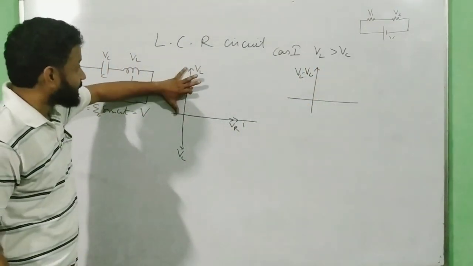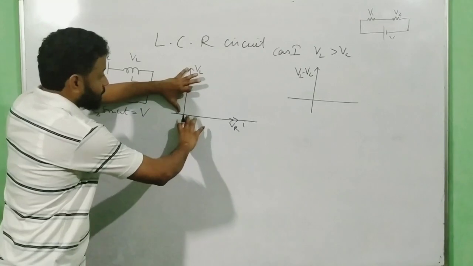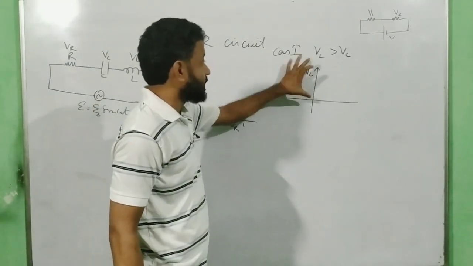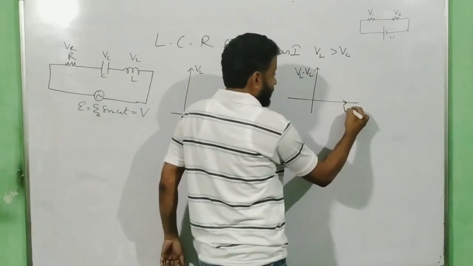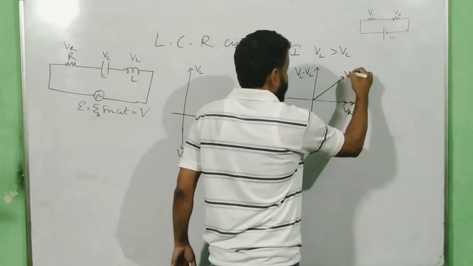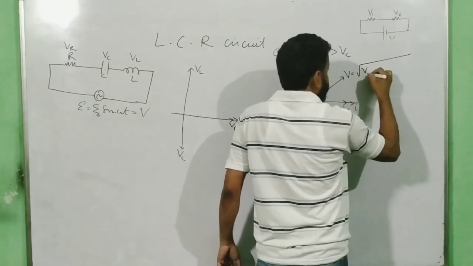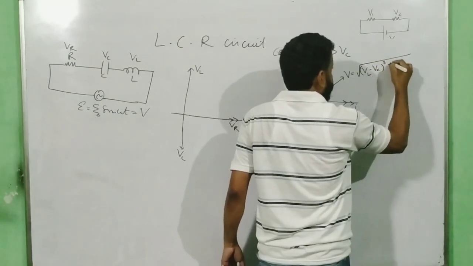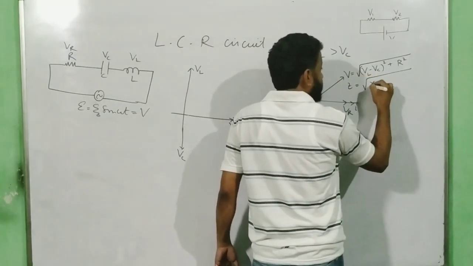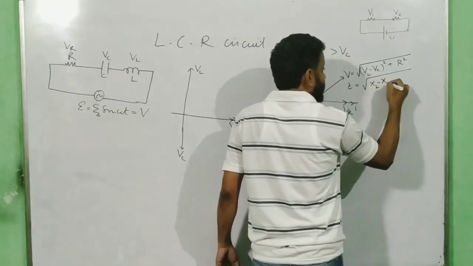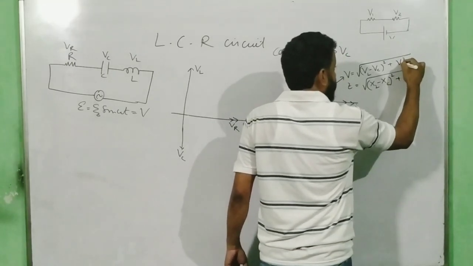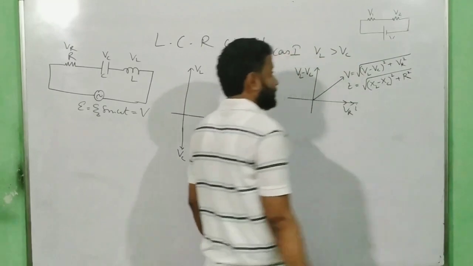Just imagine, if this was 10, this is 4. So what is 10 minus 4? 6. So imagine this to be 6. Okay? VL minus VC as 6. And this is my VR. And that is also the direction of current. So what is the net V? Net V will be equal to root over of VL minus VC the whole square plus VR square. So Z will be equal to root over of XL minus XC the whole square plus R square.